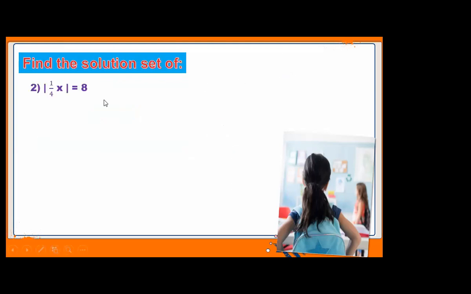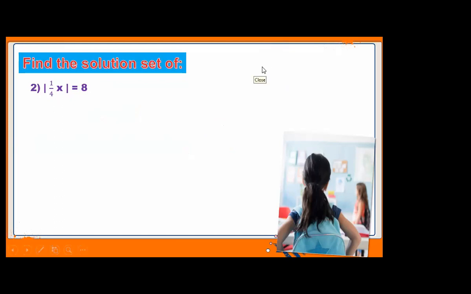Now the next question, beta. In this question, mod of 1 over 4 x is equal to 8. So step number 1. You can write in your notebook as well. What I'm explaining you can write down in the notebook as well.